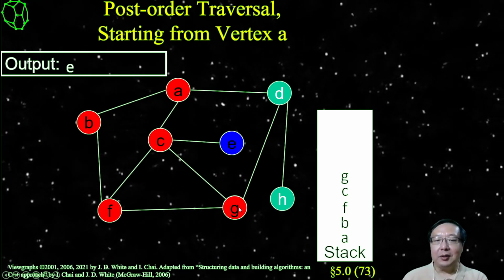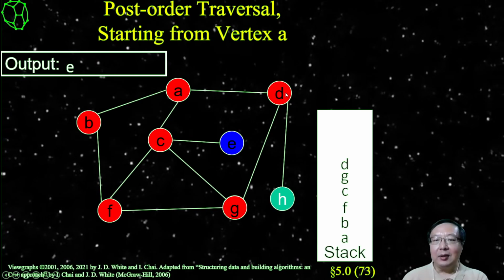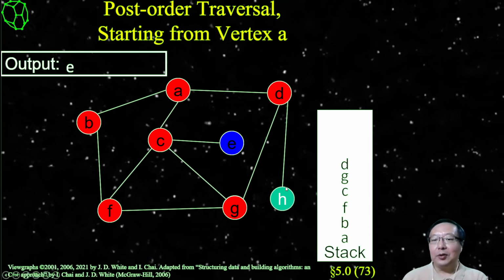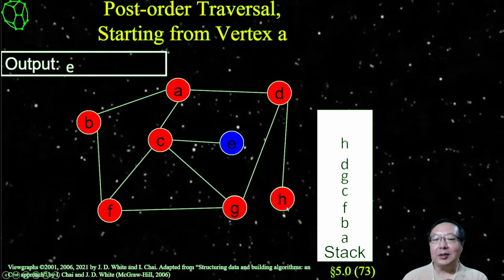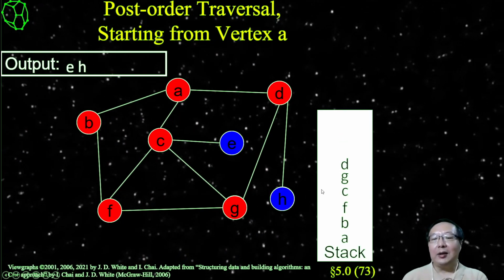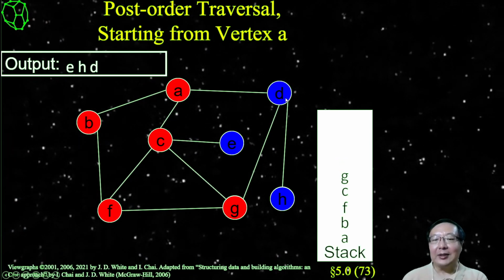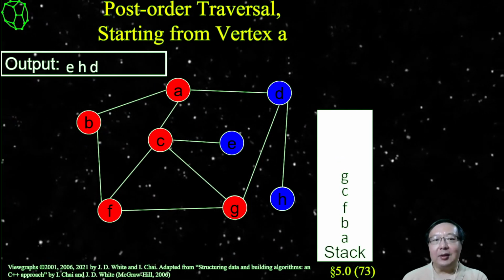Then we come back to C and pop the E off the stack. Then we go to G. And these two are done, so it goes here, D. Again, we don't process yet. We go to H and we say, oh, okay, H is the last thing. So we process H, and we pop H off the stack. Then we go back to D. And this is the last thing, so process D.